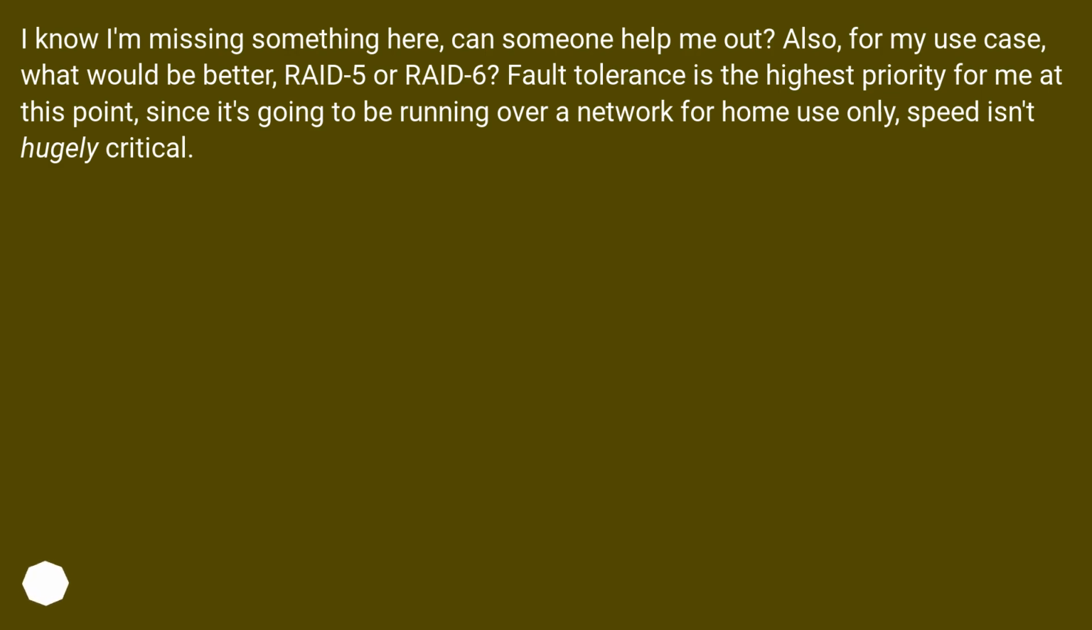Also, for my use case, what would be better, RAID 5 or RAID 6? Fault tolerance is the highest priority for me at this point, since it's going to be running over a network for home use only. Speed isn't hugely critical.